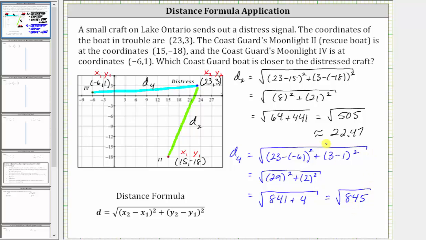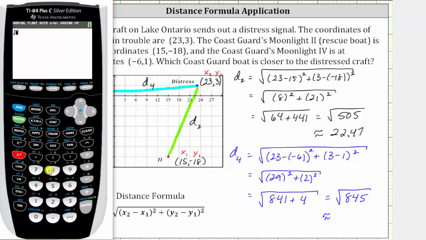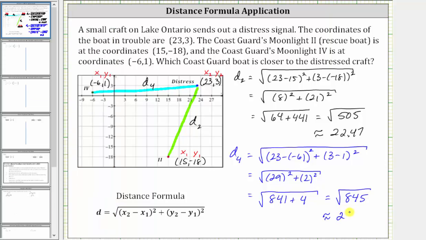So obviously we can tell that d sub 2 is less than d sub 4, but let's also get the decimal approximation for this distance. The distance is approximately 29.07 units. So because d sub 2 is less than d sub 4, Coast Guard Boat 2 is closer to the distressed craft.